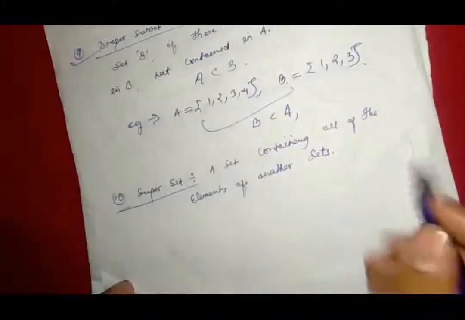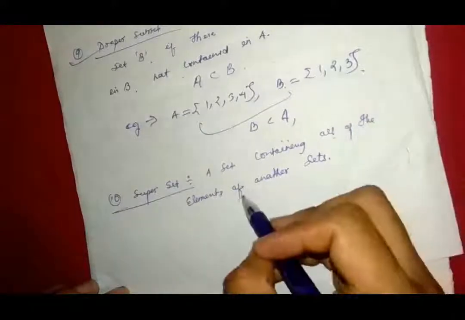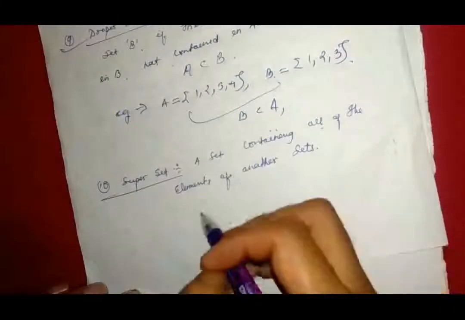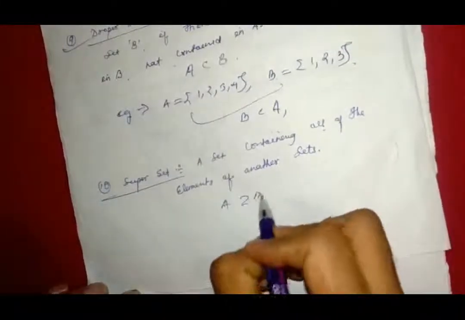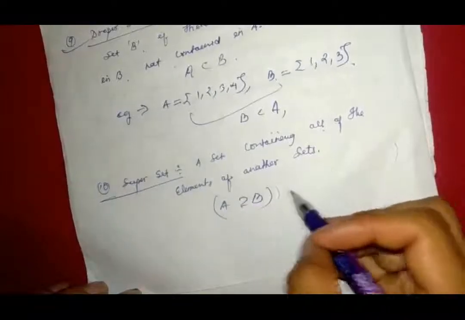For the superset, a set contains all the elements of another set, which means the symbol for the superset is A superset of B, which is the reverse of the subset.